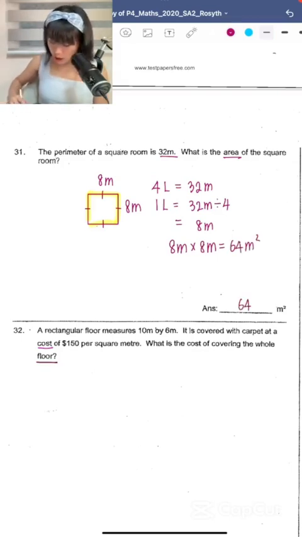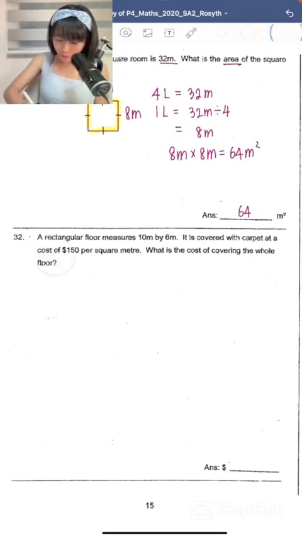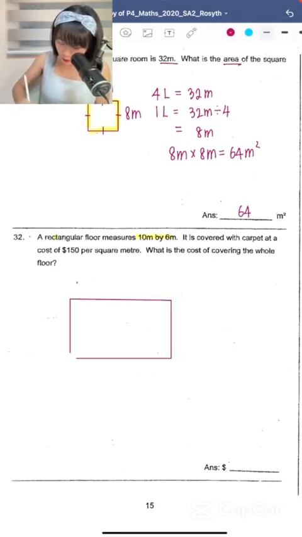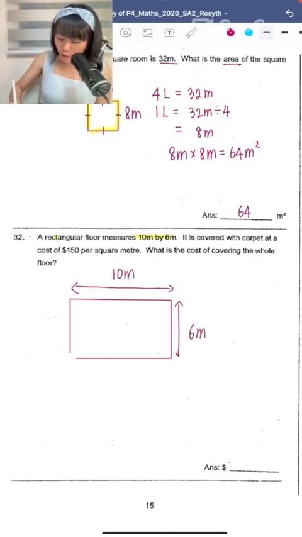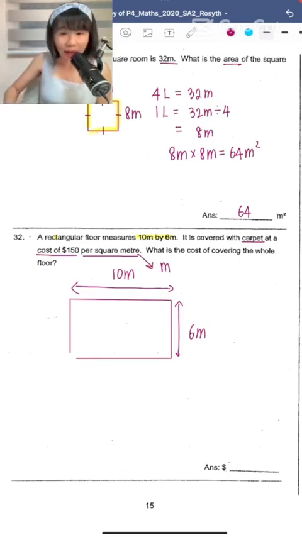Okay, next one. We have 32. A rectangular floor measures 10 meter by 6 meter. Okay, so you can try to draw it out to make sense of the question. Length is 10 meter, breadth is 6 meter. Covered with a carpet at a cost of $150 per square meter. Per square meter, what is square meter? Square meter means meter square. So that is talking about area.